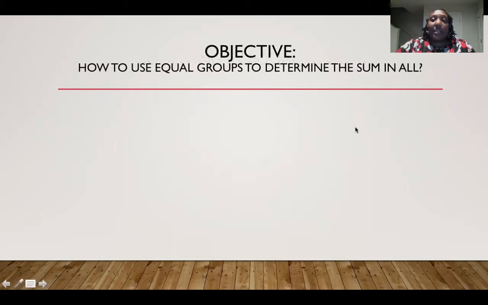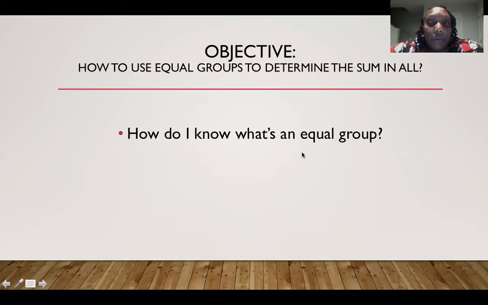The very first thing that I want to discuss with you is our objective. Our objective is kind of like what it is that we'll be talking about and why. So today is how to use equal groups to determine the sum in all. Now, there's an interesting word here called sum. Sum is the total in all. So we'll be figuring out the total of all of the equal groups.